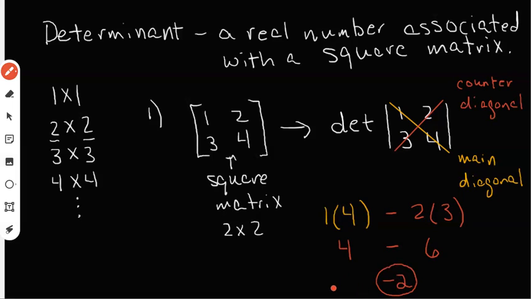Whenever you're doing the determinant of a 2x2 matrix, you're always going to multiply the main diagonal elements first. So for example, if I have the general 2x2 matrix A, B, C, D, then I know that its determinant is going to be A times D, that's my main diagonal, and I subtract the counter diagonal, B times C. And that's how you find the determinant of a 2x2 matrix.